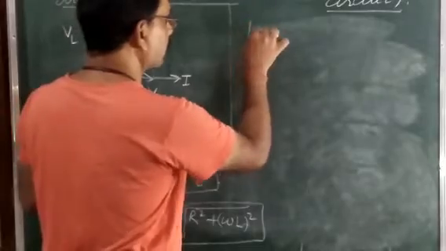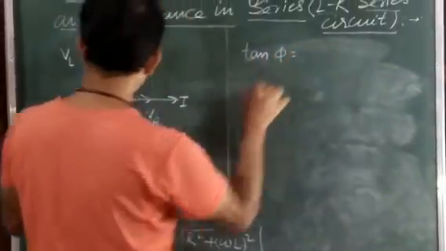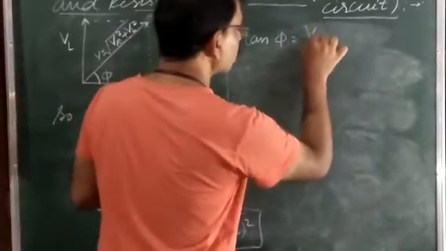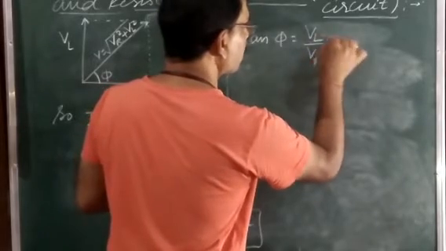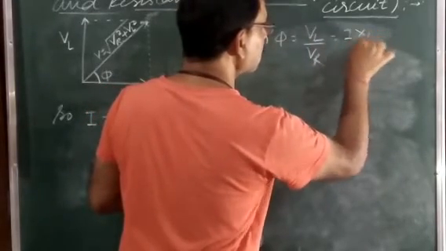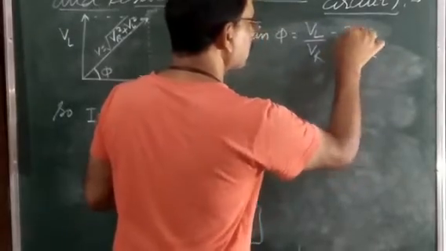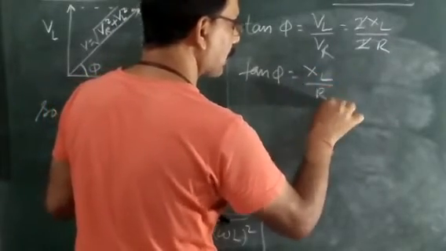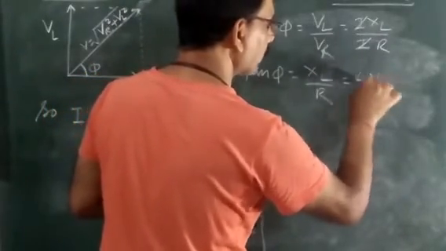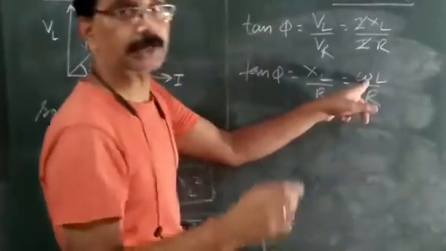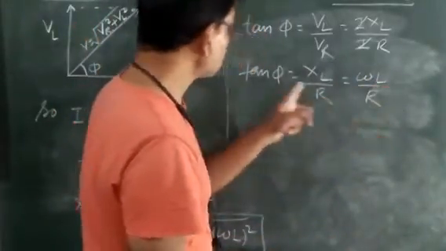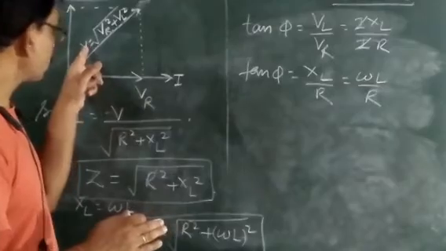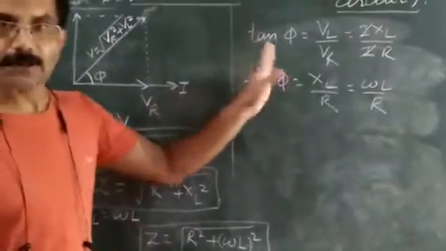You can calculate from here tan phi, which is perpendicular upon base, so VL upon VR. In place of VL you can write I into XL upon IR. So tan phi is equal to XL upon R. In place of XL you can write omega L upon R, and in place of omega you can write 2 pi f, so 2 pi f L upon R. In this way you can find the angle phi, meaning through what angle the applied voltage V leads the current I in the LR circuit.